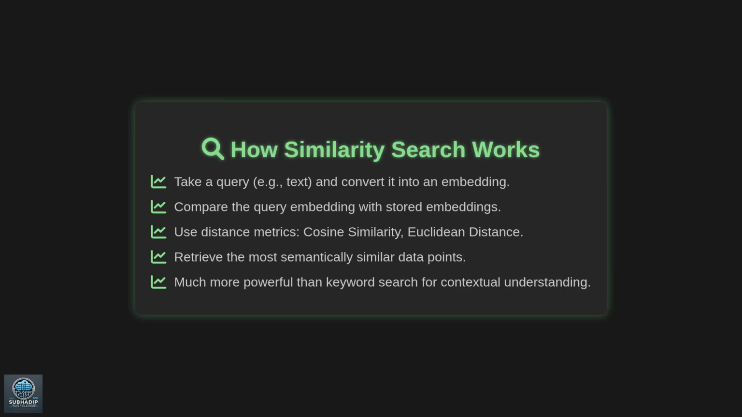So how does similarity search work? First, you take a query, like a piece of text, and convert it into an embedding. Then, this query embedding is compared with all the stored embeddings in your database. This comparison typically uses distance metrics, such as cosine similarity or Euclidean distance. The goal is to retrieve the data points that are most semantically similar to your query. This approach is far more powerful than traditional keyword search for gaining contextual understanding.